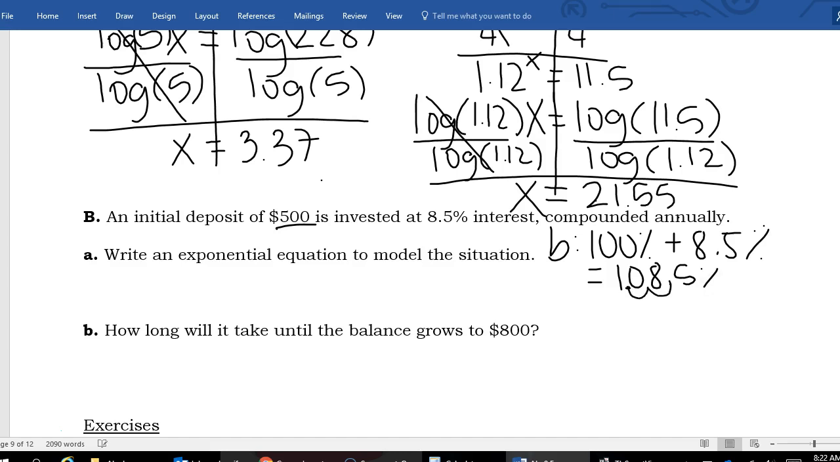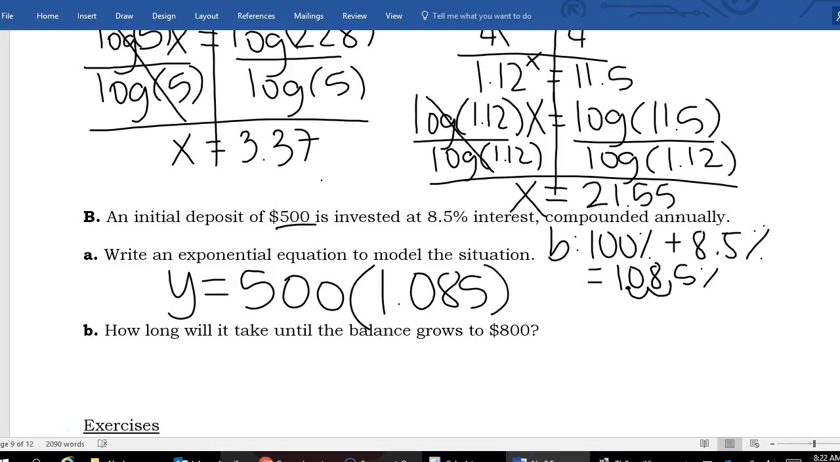You can hit your percent button, divide by 100, or move your decimal 2 spaces. They all do the same thing. I have 1.085. So y equals starting value, my ratio 1.085 represents my 8.5% increase, to the power of x. How long will it take the balance to grow to $800? So I'm going to plug $800 in for my y value. I'm going to write my equation equals 800.